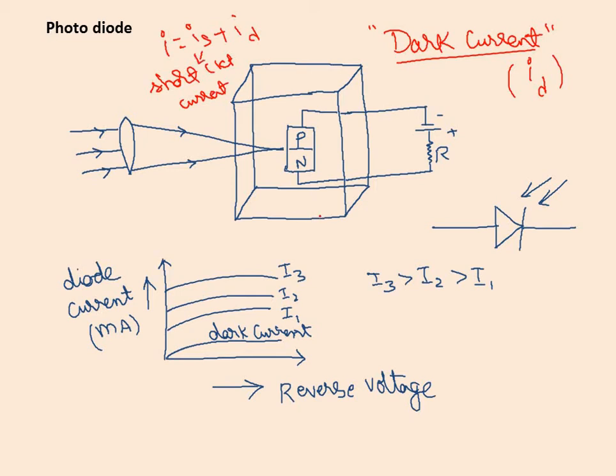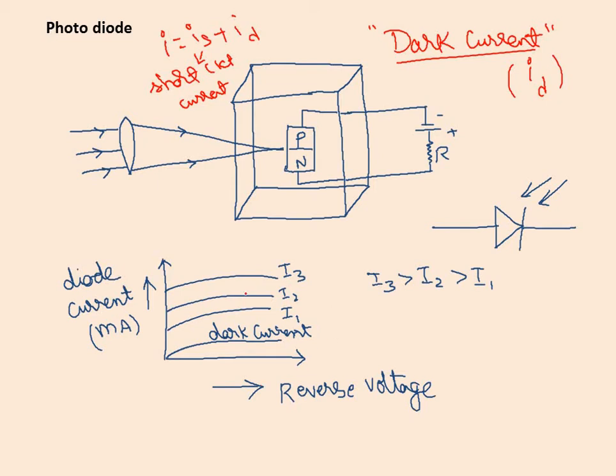Are you getting the point here? This short circuit current is proportional to the intensity. The more the intensity, the more it will be. But the dark current is only proportional to the minority carrier concentration. So for different intensities, this is the response we can get.